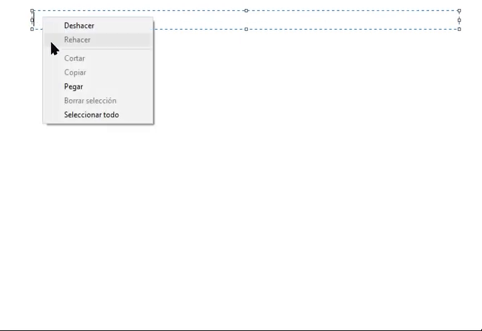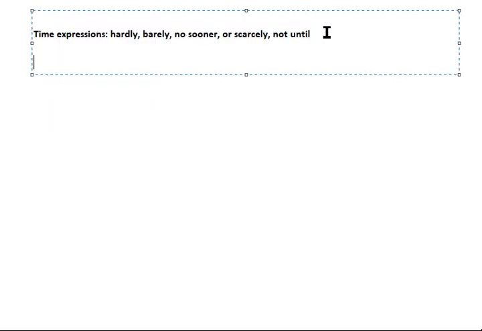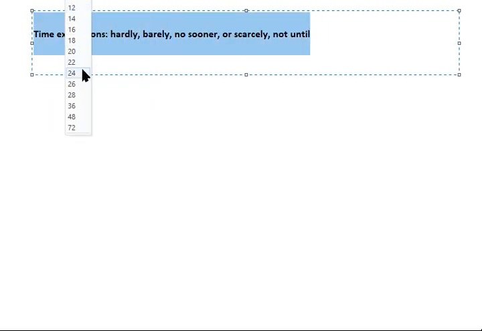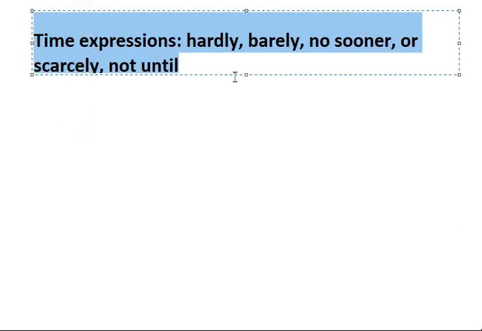Now let's go on to point 2. With point 2, we are now looking at certain time expressions that carry the inversion if you begin with them. What do I mean by time expressions? Well, let's write this a little bit bigger.